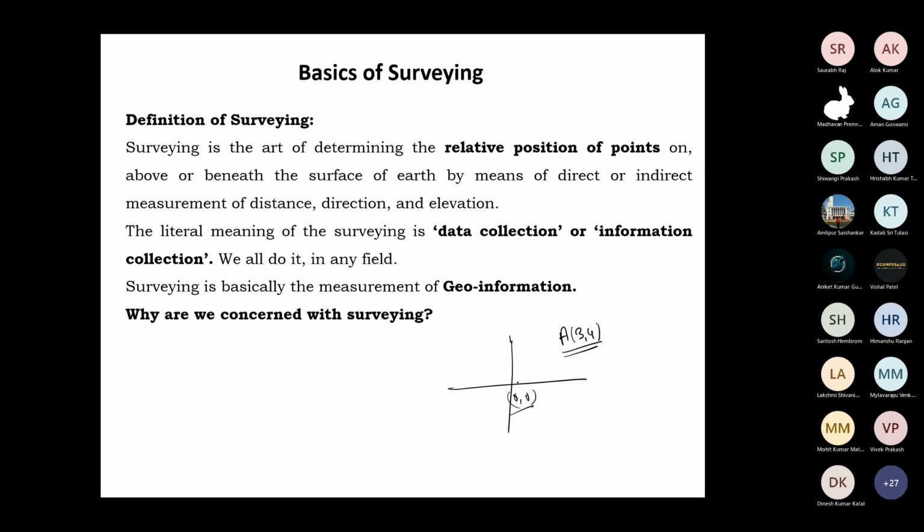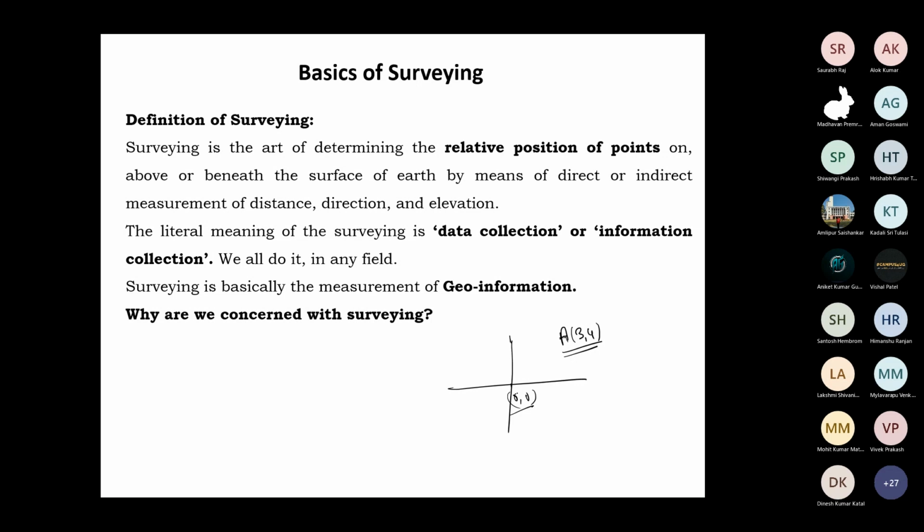Later on we will see that in survey there is a need for a reference point, otherwise it is very difficult. So I can give the relative position if I am able to establish A with respect to (0, 0). That is the relative position of points above or beneath the surface of the earth by means of direct or indirect measurement.